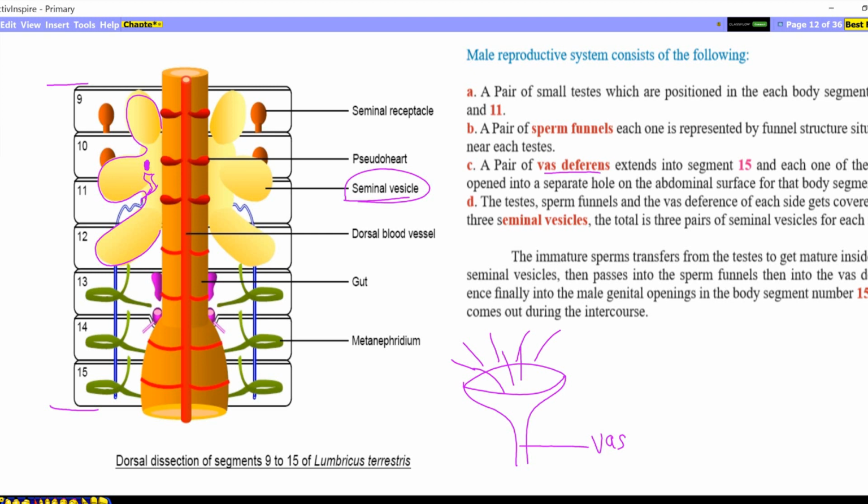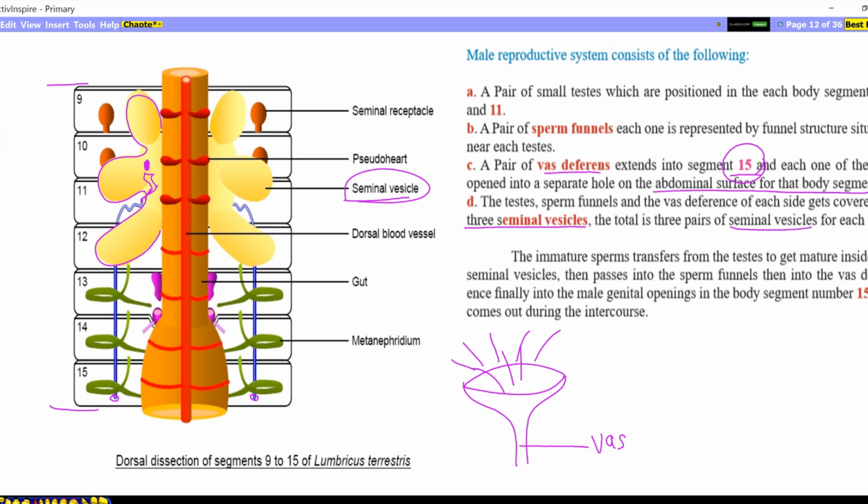The vas deferens extend into segment 15, and each one of them opens into a separate hole on the abdominal surface of the body segment. The segment number 15 is important because both male reproductive cells on right and left are released out of the body through it. The testis, sperm funnels, and the vas deferens of each side get covered by seminal vesicles. The total is 3 pairs of seminal vesicles.